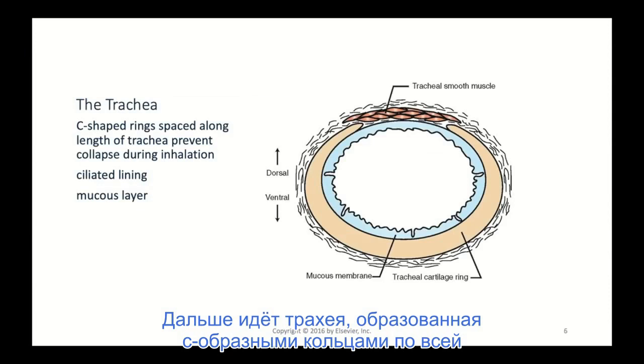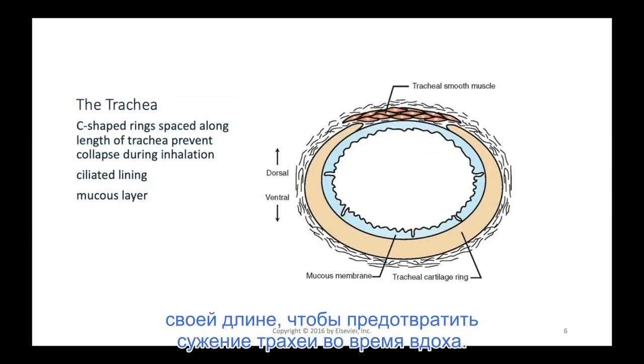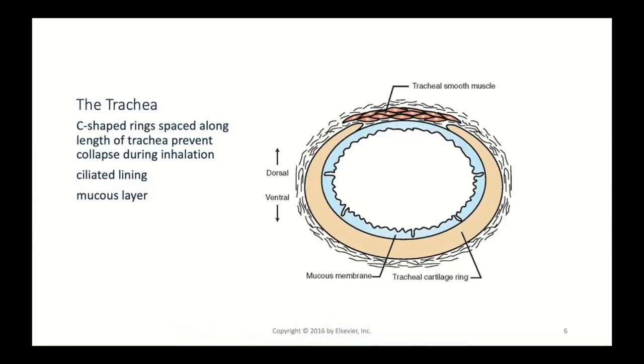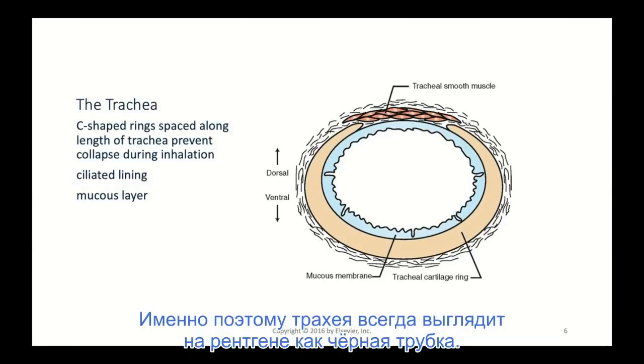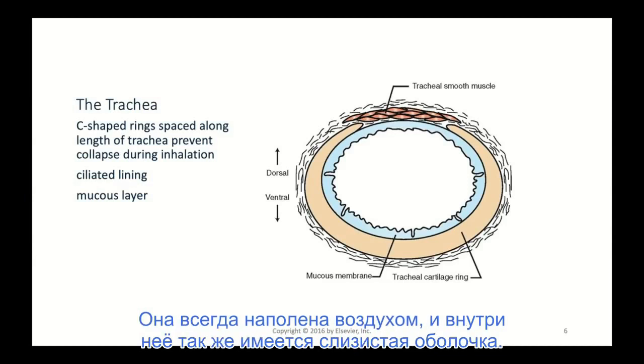Then we have the trachea, made up of C-shaped rings spaced along the length of the trachea to prevent collapse during inhalation. So that's why the trachea always shows up as black on X-ray, because it's always filled with air. And it has a mucus layer as well.